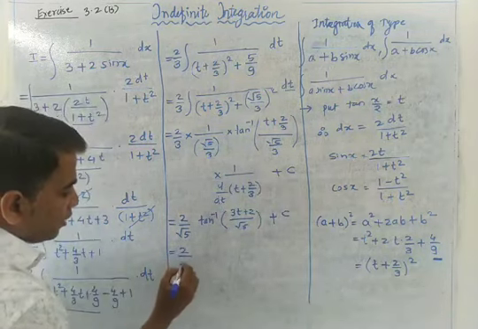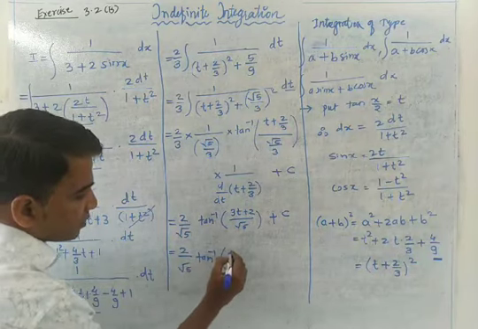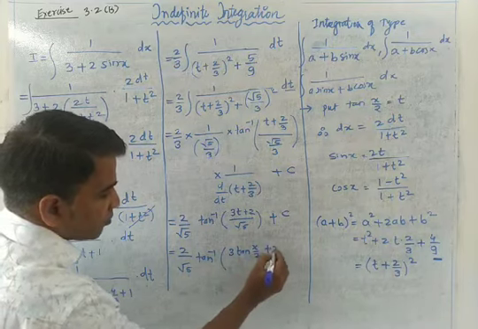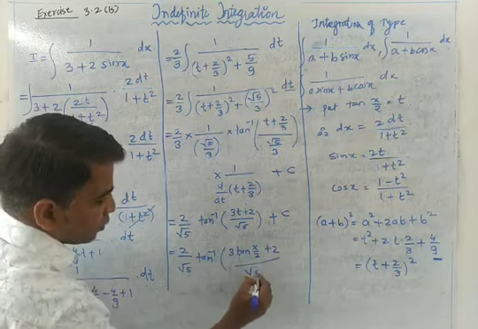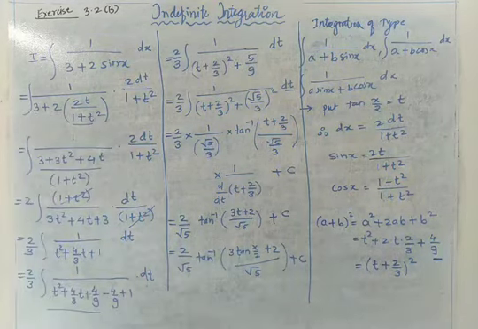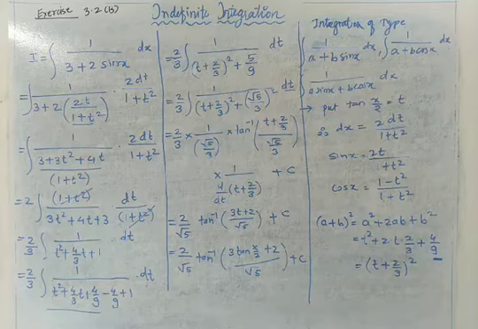And here we substitute the value of t. So it is tan inverse of (3 tan x by 2 plus 2) upon root 5 plus c. Okay. So please check the solution from the first step to the last step properly. Check where we substitute the formula, and how you are going to get the answer to that question.